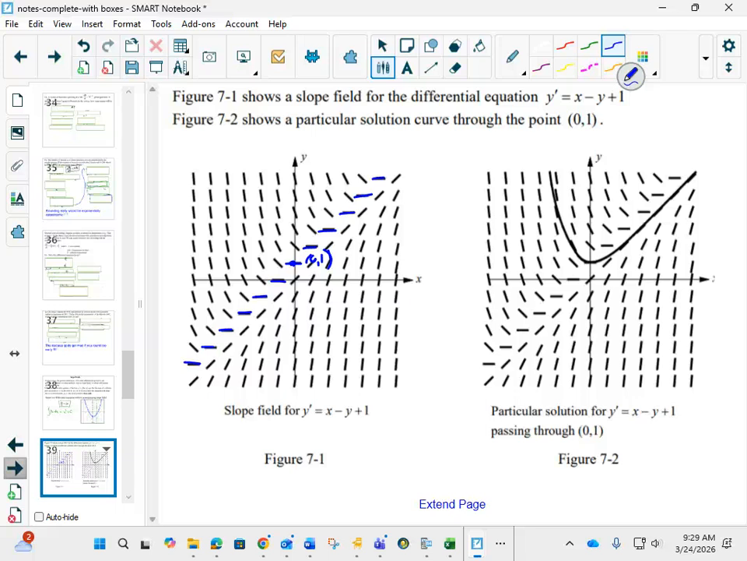Now the second diagram says if we went through 0, 1, the slope would be flat there. So I would definitely have a minimum. Okay, then my curve would go along and it keeps hitting these slopes. And it seems to follow that, once it hits that slope, and that slope stays the same, it seems to follow that line. As I go this way and follow the slopes, it seems to go up in that direction.